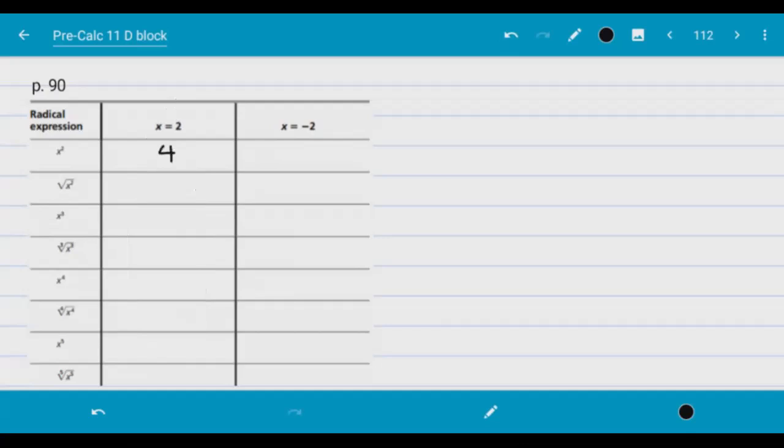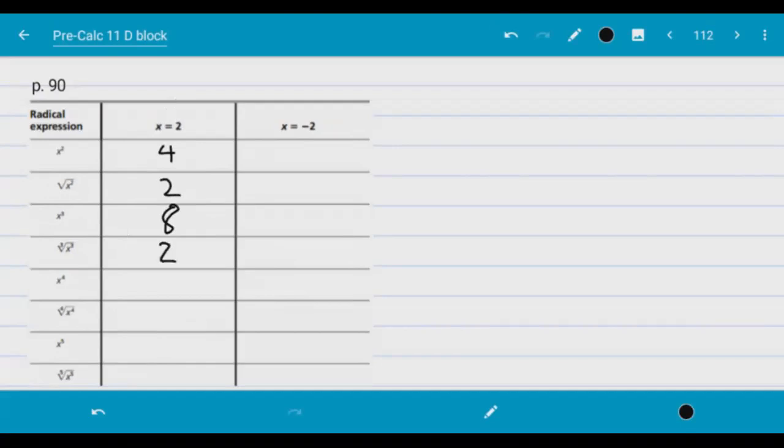All right. If x is 2, the square root of x squared: it tells you to square it first, 4, and then you're going to get the square root, 2. What about x cubed? That would be 2 cubed is 8. What about the cube root of x cubed? So the cube root of 8 is 2.